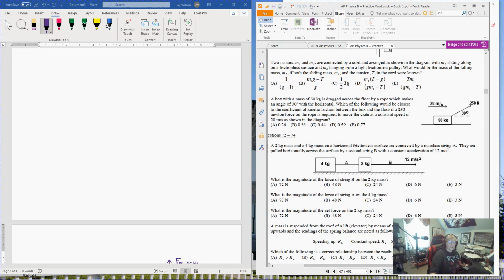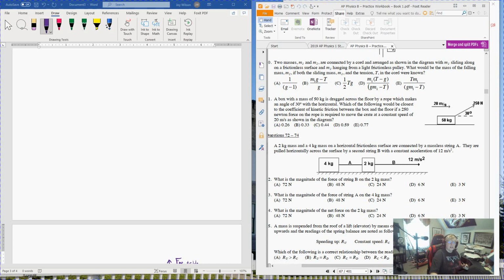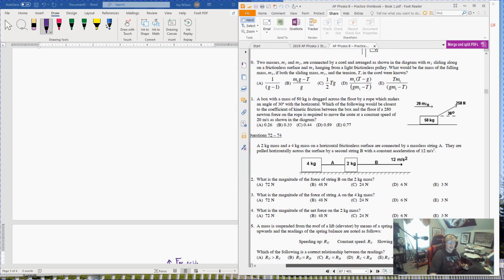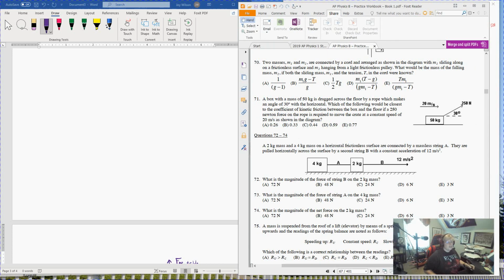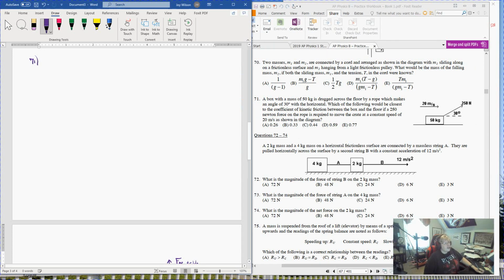So, this is going to be problem number, let's see what I got there. You'll notice it's question number 71, so we're going to do number 71. Just to refresh how the angles work. So they tell us, pause if you want to, right here, a box with mass 50 kilograms is dragged across the floor by a rope, which makes an angle of 30 with the horizontal. Just like the picture shows. Which of the following would be the closest to the coefficient of kinetic friction between the box and the floor if a 250 Newton force is applied to move the crate at a constant speed?